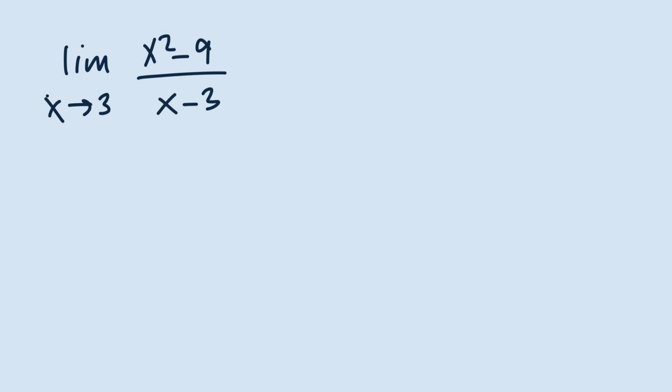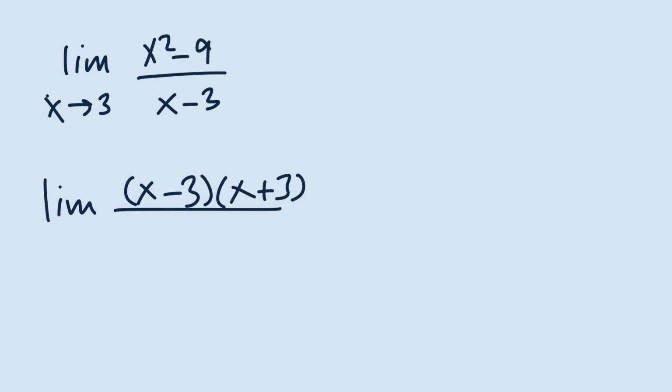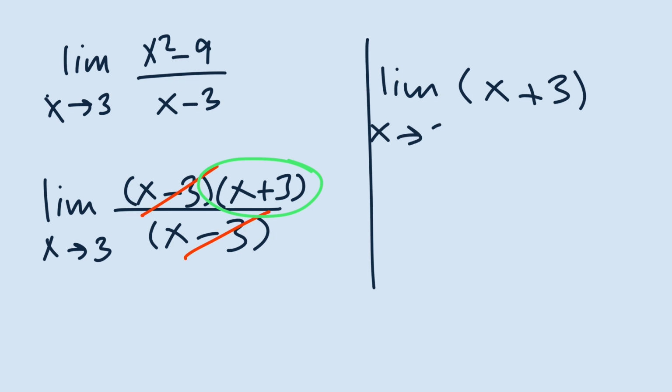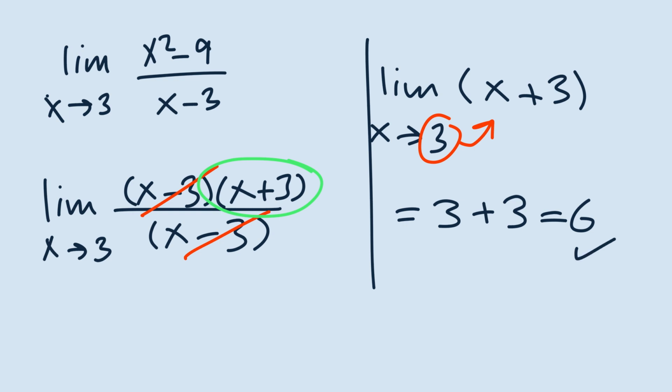So our new question will be limit of x minus 3 and x plus 3 divided by x minus 3 as x approaches 3. From here we can cancel x minus 3 with x minus 3 and we will be left with x plus 3. So our new question will be limit of x plus 3 as x approaches 3. Now I can take this 3 and plug it inside our function. So our limit will be 3 plus 3, which is 6. And this is the final answer.